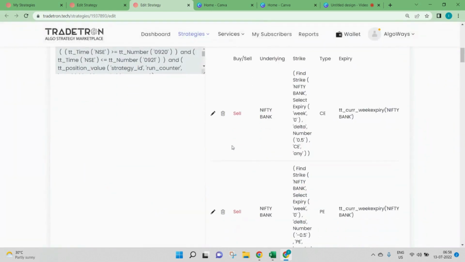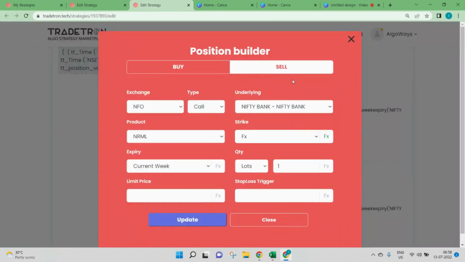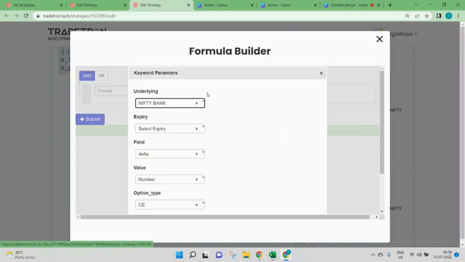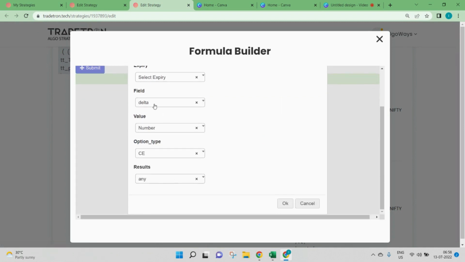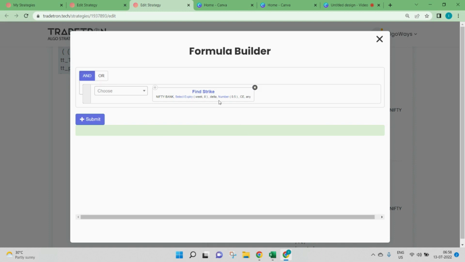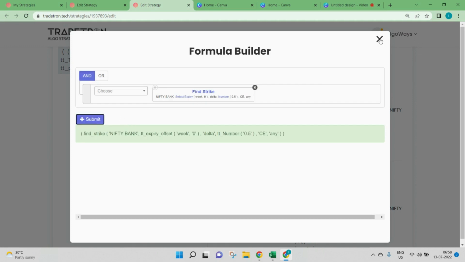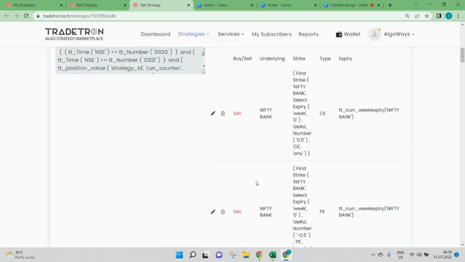And again, we are selling the same straddle. Last time I had taken the round keyword, but here we can use find strike also, and we are selling 0.5 delta. So we are selling on a delta basis, and we are choosing 0.5 delta here. So 0.5 delta means again the ATM strike. Either you can use the round word with base as 100 in case of Bank Nifty and 50 in case of Nifty, or we can straight away use the find strike keyword with delta as 0.5 for the straddle.